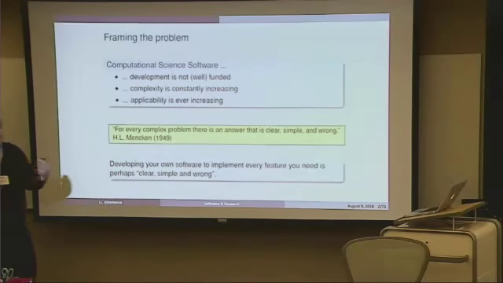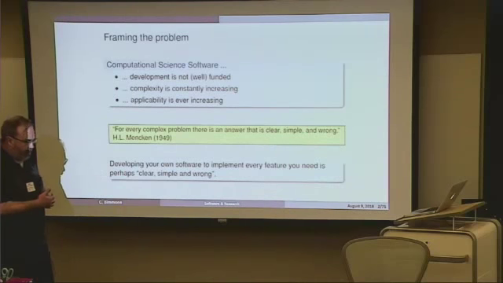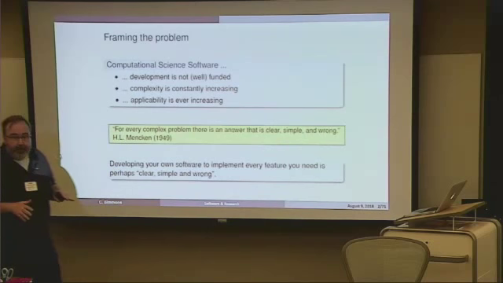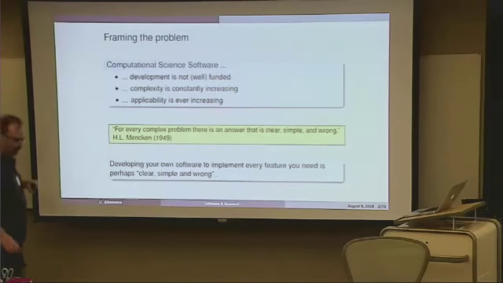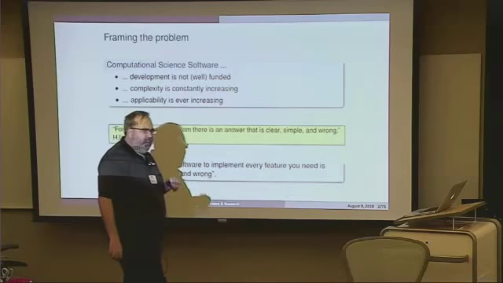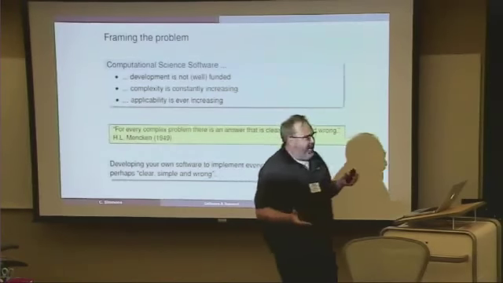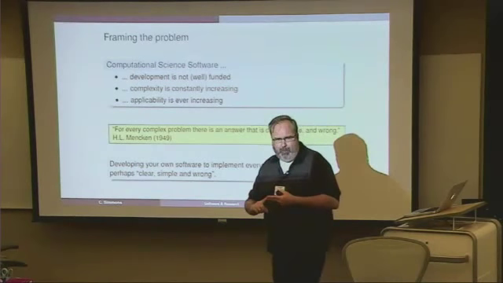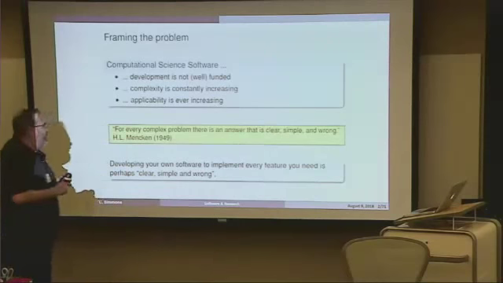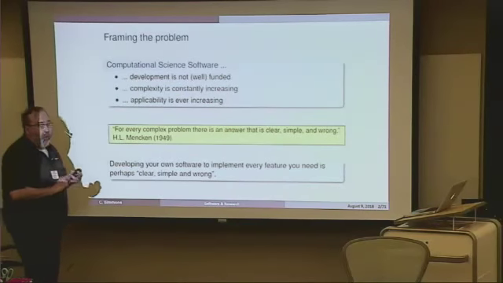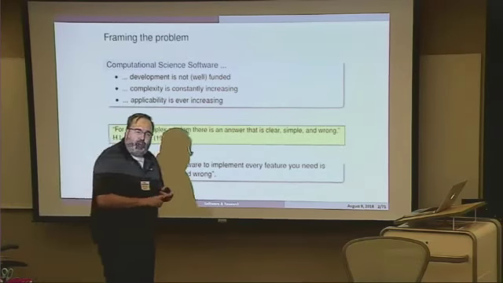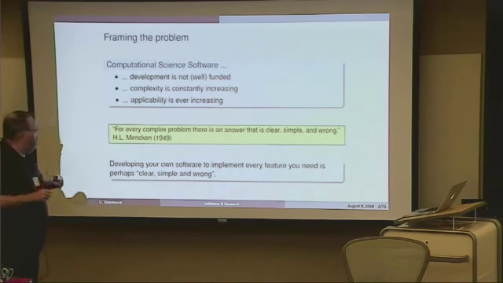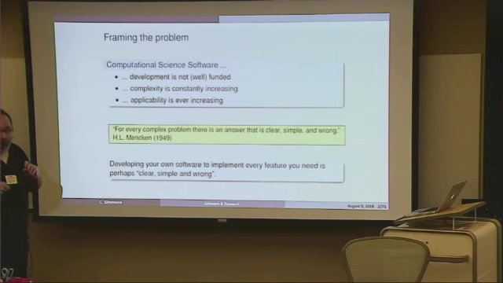You know, we like to fall back on Occam's razor, right? The simplest answer is probably the best one. But in scientific software, that rarely applies. Mencken's razor: H.L. Mencken was a journalist and satirist in the 40s. If he were alive today, he would either work at the New Yorker or be. And he said, for every complex problem, there's an answer that is clear, simple, and wrong. And the theme of this talk, I'm going to posit that developing your own software to implement every feature you need is perhaps clear, simple, and wrong.